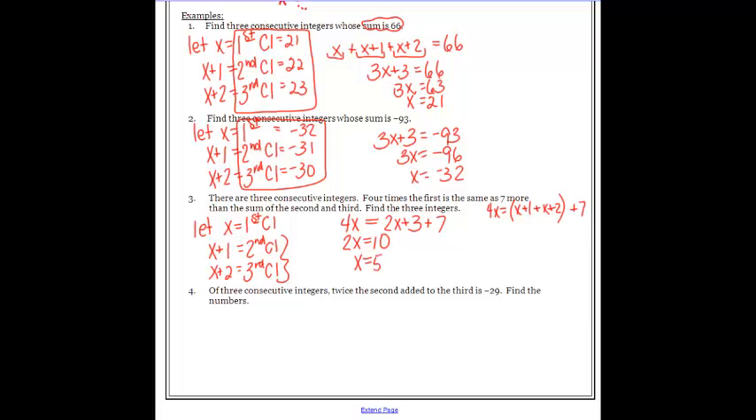So my numbers are 5, 6, and 7. And I just do a mental check again. 4 times the first is 20, and the sum of the second and the third is 13, plus 7 is 20. So it does check.